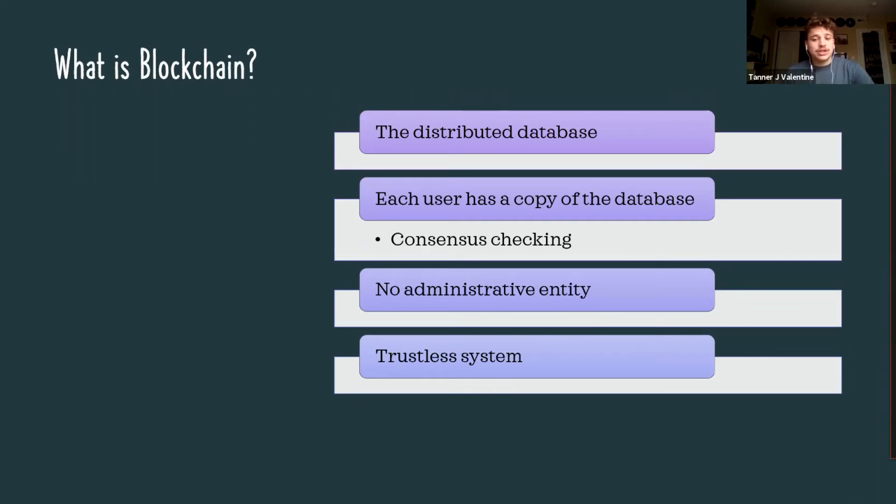Whenever a transaction does occur, all users of the database are consulted to make sure a fraudulent block is not being added to the chain. This is what we call consensus checking, in which every node is used to determine what is and what is not correct.